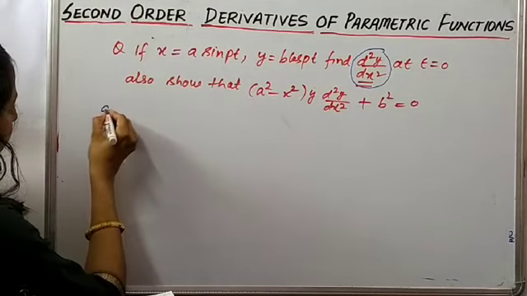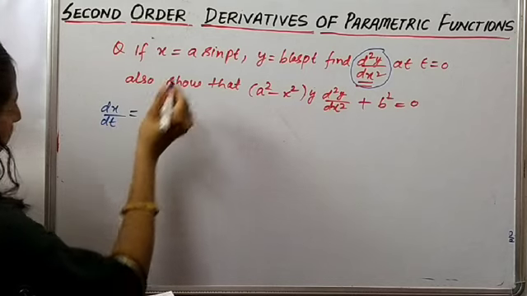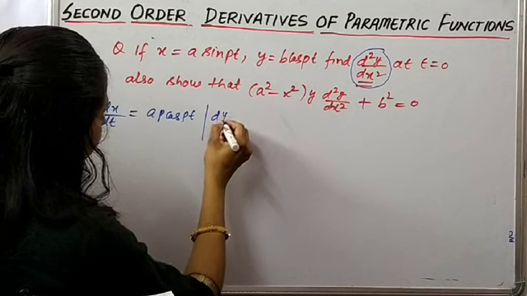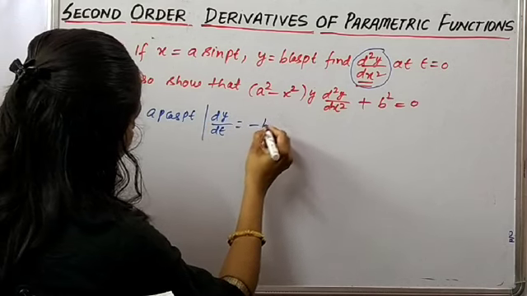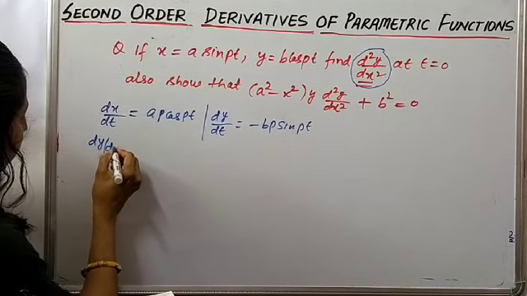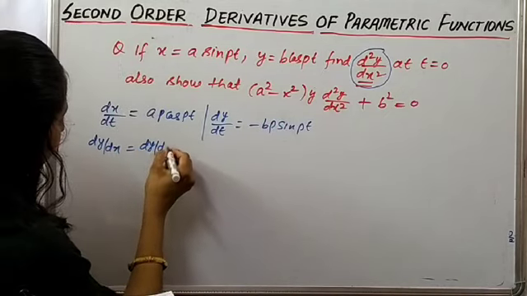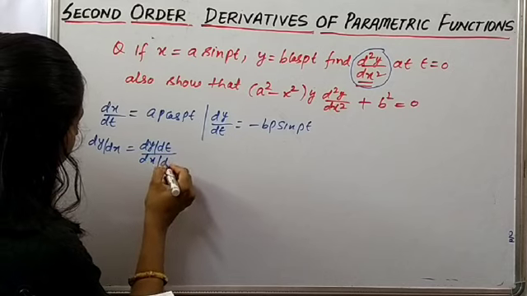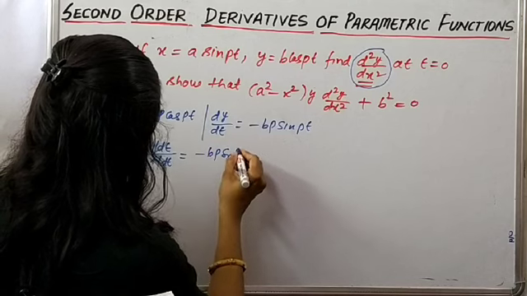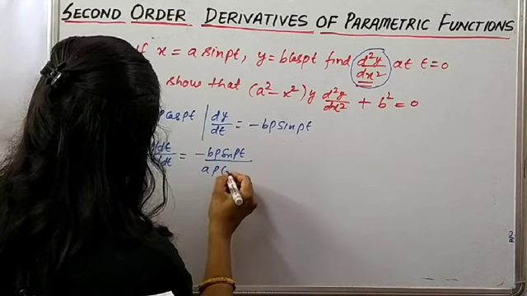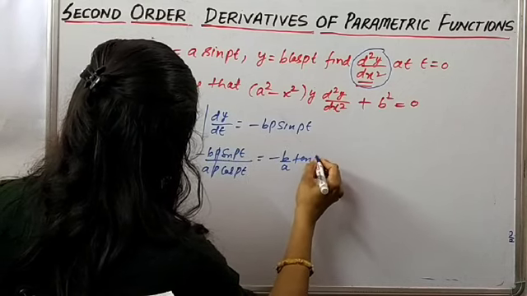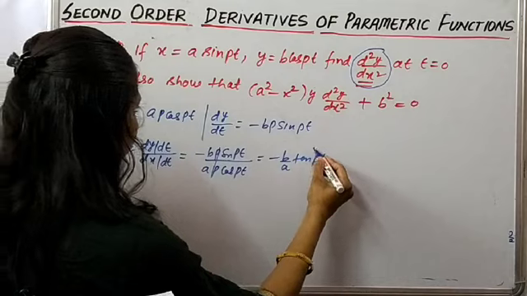So first of all find dx upon dt. So dx upon dt will be a p cos pt, then dy by dt will be minus bp sin pt, and from here dy by dx is equal to dy by dt upon dx upon dt, and after substituting values we will get minus bp sin pt upon ap cos pt, and it will be minus b upon a tangent pt. So from here dy by dx is a function of t.